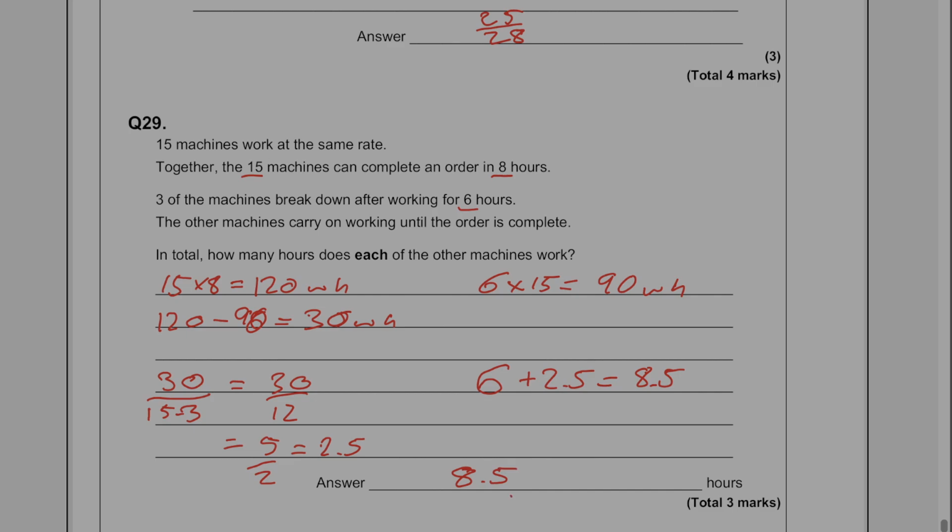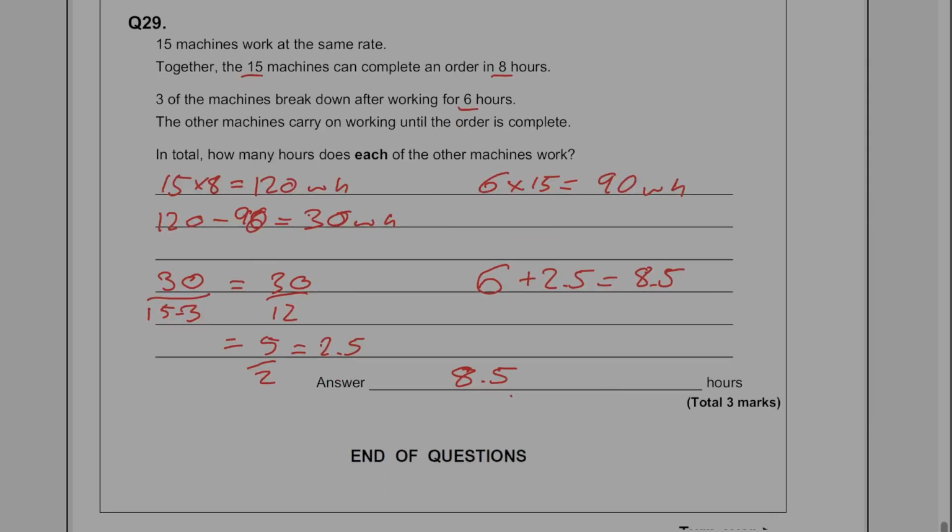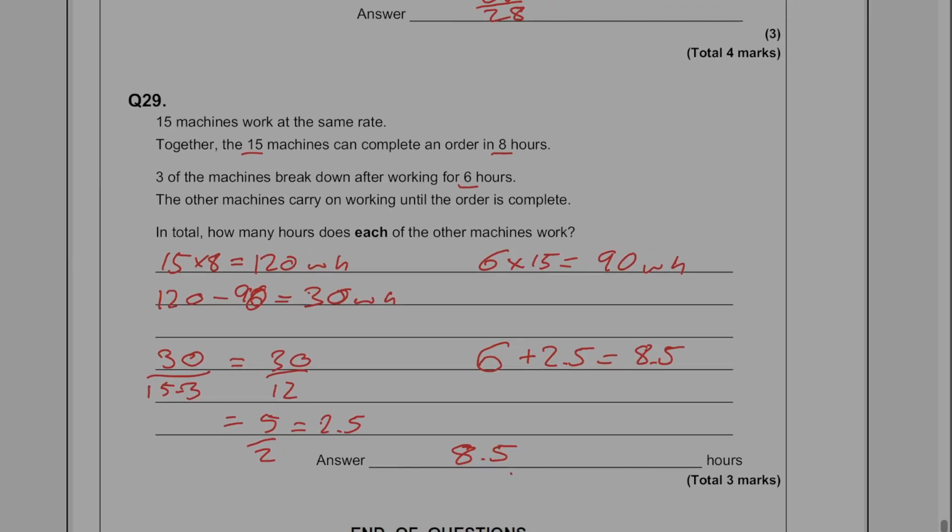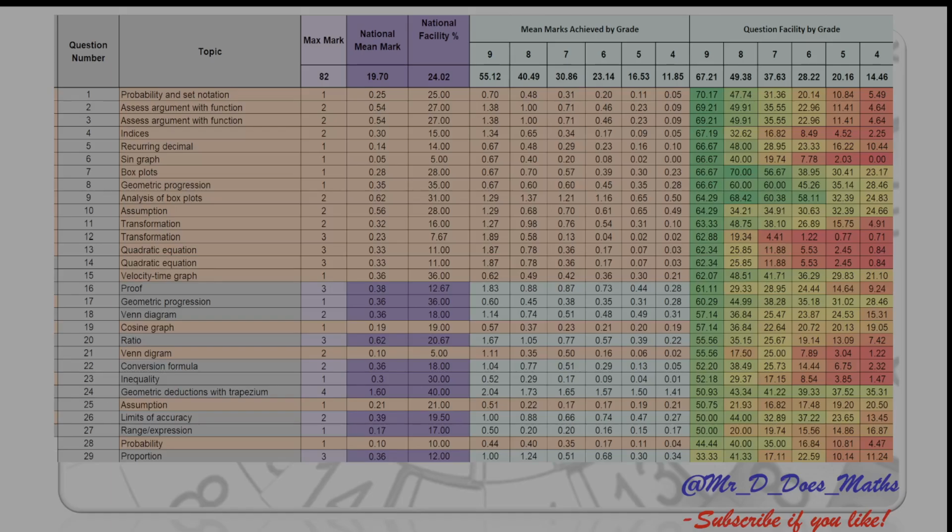And that brings us to the end of the paper. Before I sign off, I'm just going to bring up the Q&A. Okay, so this is the advanced Q&A for this paper. You can kind of see how it was built up. So the 29 questions. The paper was actually out of 82 marks, so I picked the 82 most difficult marks. So what I did was I looked at the questions facilitated by grade and I picked the hardest ones based on previous students having sat it, and then I arranged it by questions facilitated by grade.